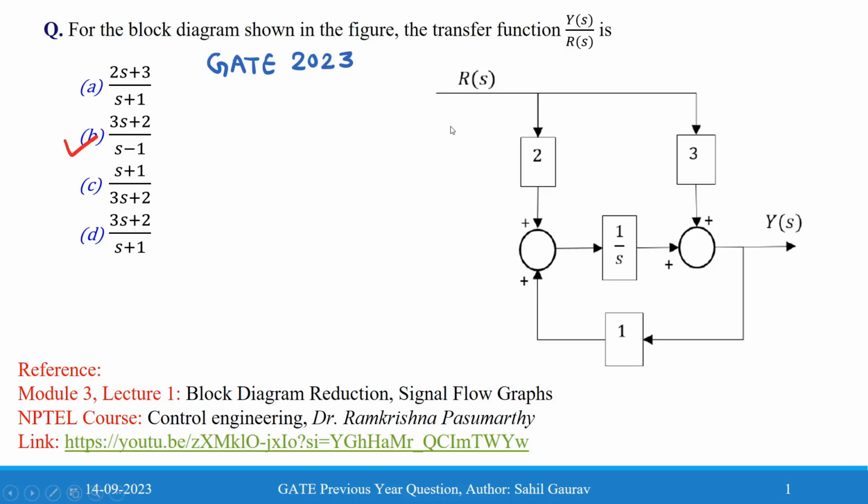Hello, this problem has been asked in GATE 2023 and the problem belongs to control system. It is about how we can find the transfer function, using the basics of signal flow graph and block diagram reduction. So before solving this problem, we will have a quick recap of the signal flow graph.